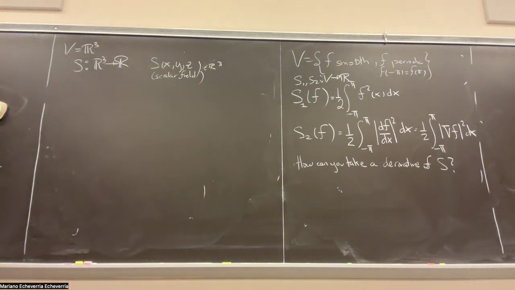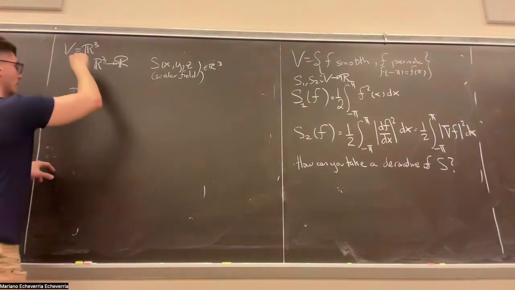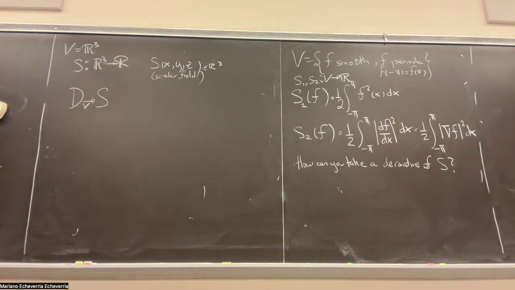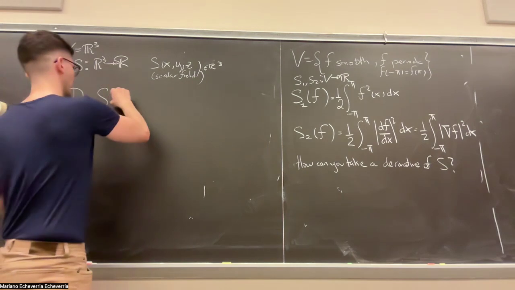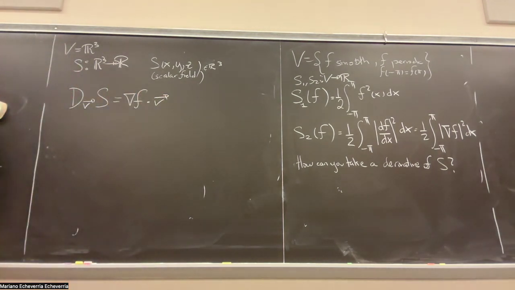So what type of derivative did you have for scalar fields here? Well, you had the directional derivative, for example. So one thing you could do here is take a directional derivative of the function S in the direction of a vector v. And what you show in multivariable is that that's the dot product between the gradient of the function and the vector, right? Is that okay? Is that making sense?